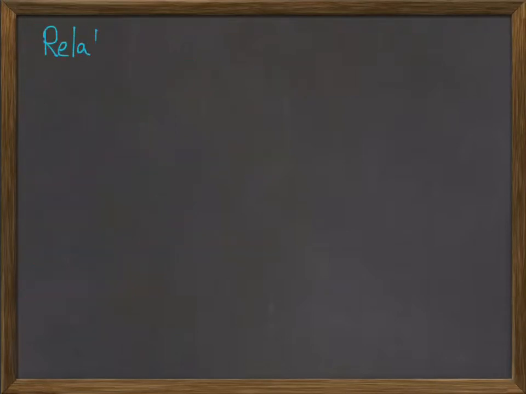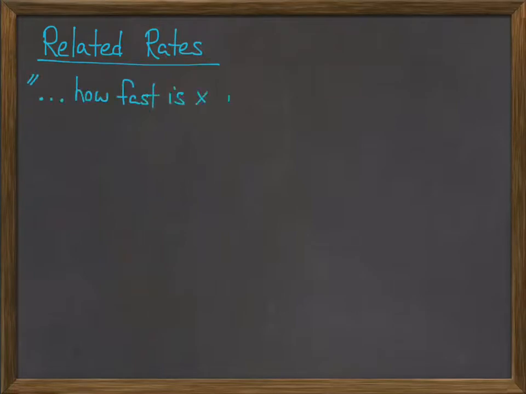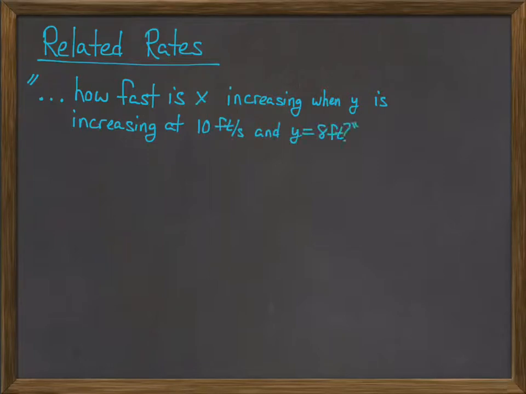The other kind of word problem we dealt with a lot was related rates, and these problems are ones that look like, how fast is x increasing when y is increasing at 10 feet per second and y is 8 feet, say.